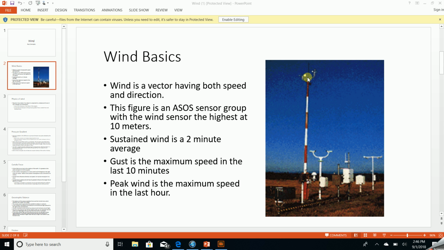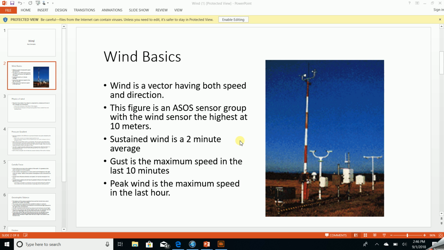So in a plane, a big plane or whatever, that's really not going to make a whole lot of difference to what you're feeling probably. But if you were a person walking by here, it could make a big difference in how the wind feels to you versus what ASOS is indicating. So one of the things that we talk about with wind is a sustained wind.